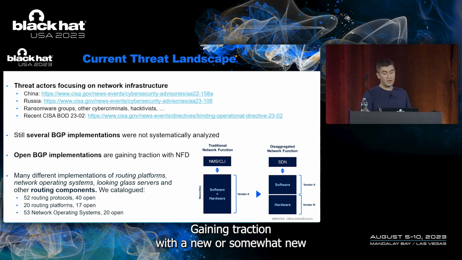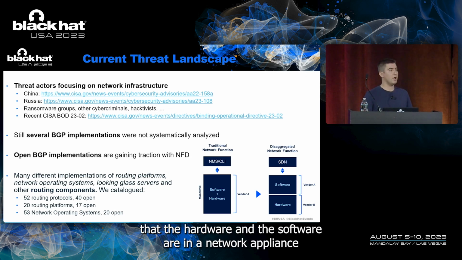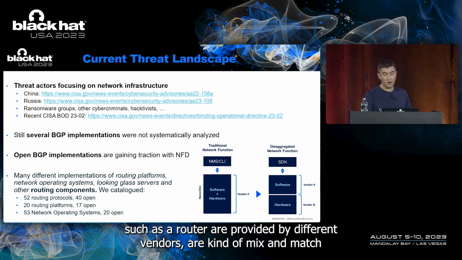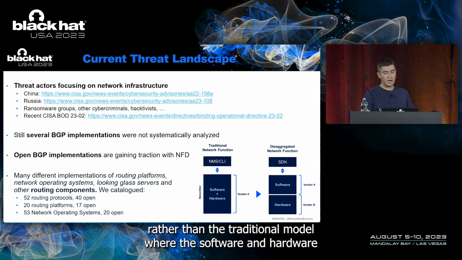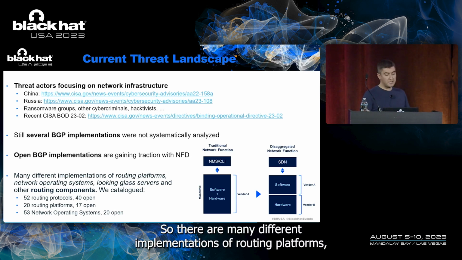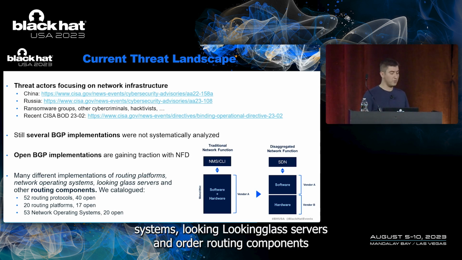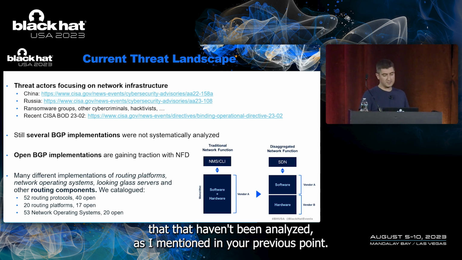Gaining traction with a new or somewhat new trend called NFD, or Network Function Disaggregation. So basically, nowadays it's becoming more popular that the hardware and the software in a network appliance, such as a router, are provided by different vendors, or mixed and matched, rather than the traditional model where the software, the hardware, everything was provided by a major vendor as one piece of equipment, right? So there are many different implementations of routing platforms, network operating systems, looking glass servers, and other routing components that haven't been analyzed, as I mentioned in the previous point.